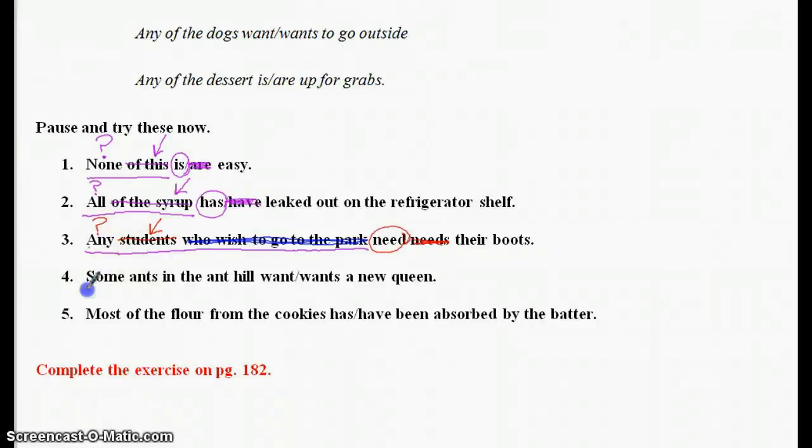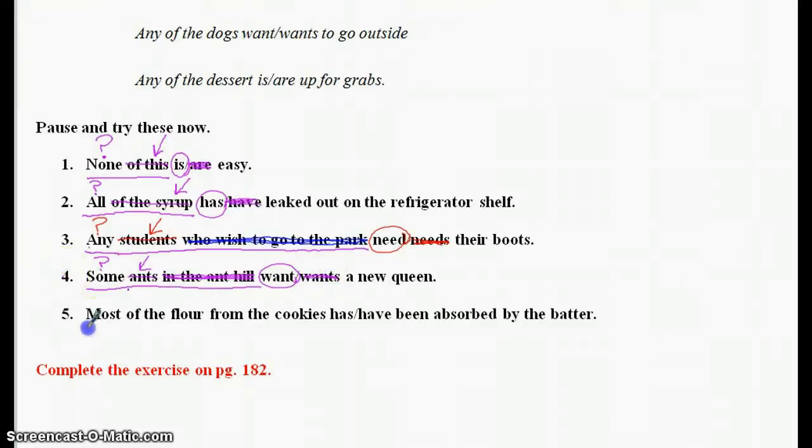In number 4, some ants in the anthill. The same situation here. Doesn't this mean some of the ants? In the anthill is an extra prepositional phrase that interrupts. Some ants want a new queen. There's been anarchy in the anthill.